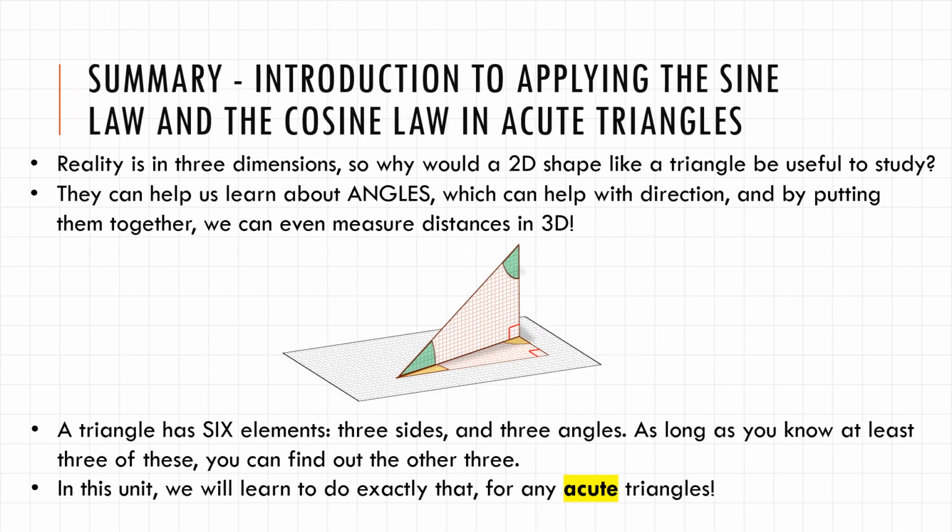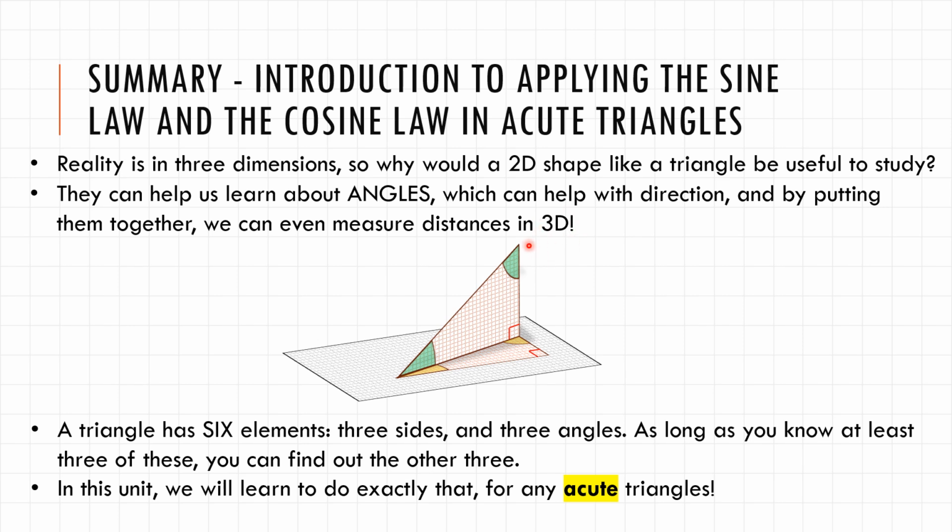The reality we live in exists in three dimensions. So why would a 2D shape like a triangle be useful to study? Well, they help us learn about angles, which helps us with directions like turn 4 degrees from the north to the east or something like that. And when we put two or more triangles together, we can even measure a distance in three dimensions, not just in two dimensions across a flat surface, but in three dimensions from one point in 3D space to another.